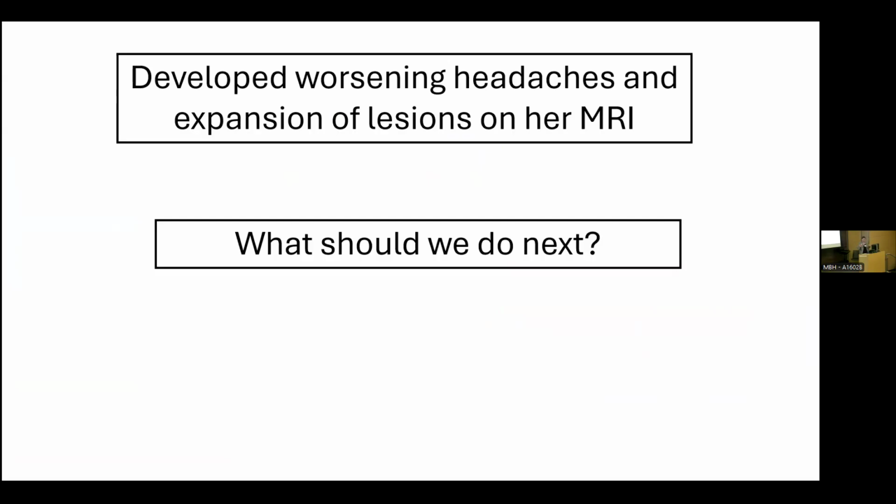So does anyone have thoughts for additional diagnostics? And maybe some of you guys cared for this patient, so you may know where I'm going with this, but any ideas for additional diagnostics? Should we just empirically treat her? What would we treat her with? Any thoughts?